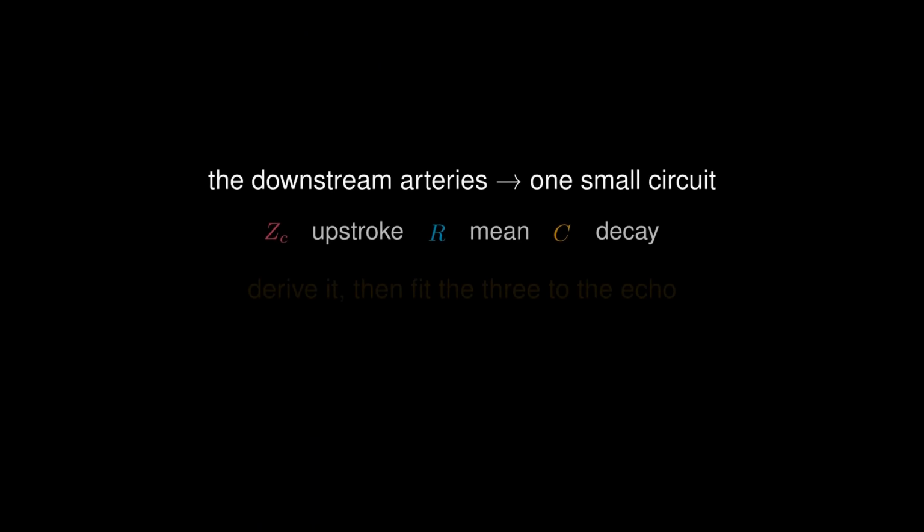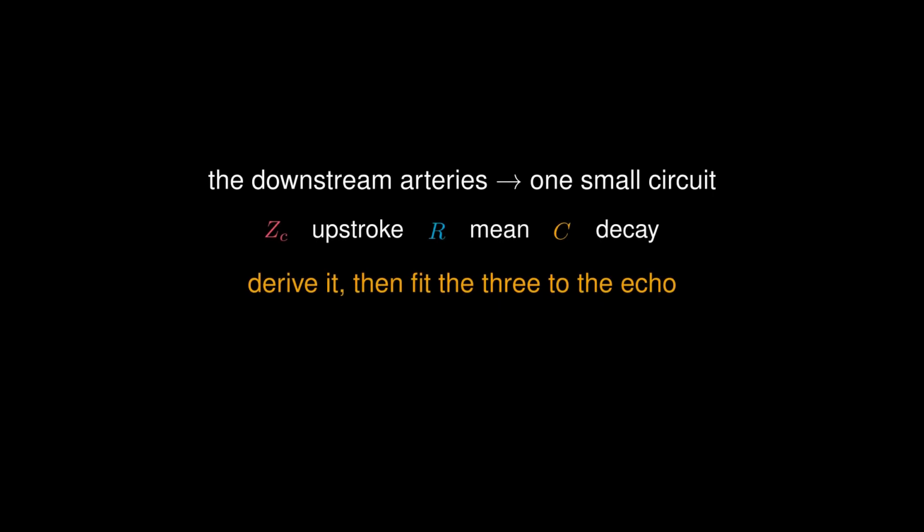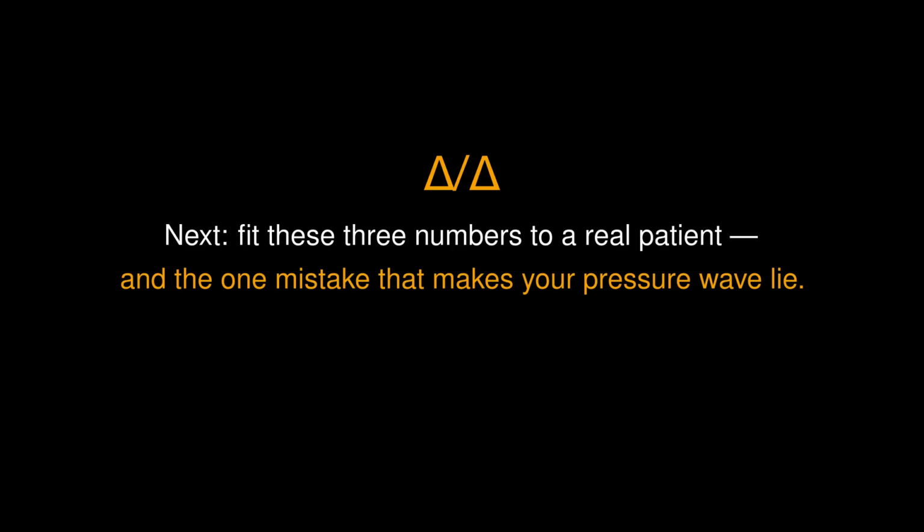So the Windkessel model isn't a black box. It is the whole downstream circulation, boiled down to 1 small circuit, a characteristic impedance for the upstroke, a resistance for the mean pressure, and a compliance for the decay. Derive it once, then fit those 3 numbers to a patient's echo, and you have a boundary condition that breathes like a real artery. So the Windkessel isn't a black box, it's the whole downstream circulation in 3 numbers you can derive and then fit.